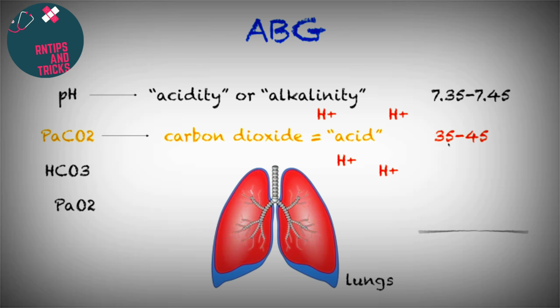If you look at your normal value here, 35 to 45, if your number is above 45, which indicates that there is more carbon dioxide in your blood, then your blood tends to be on the acidic side. On the other hand, if your value is less than 35, your blood tends to be on the basic side.